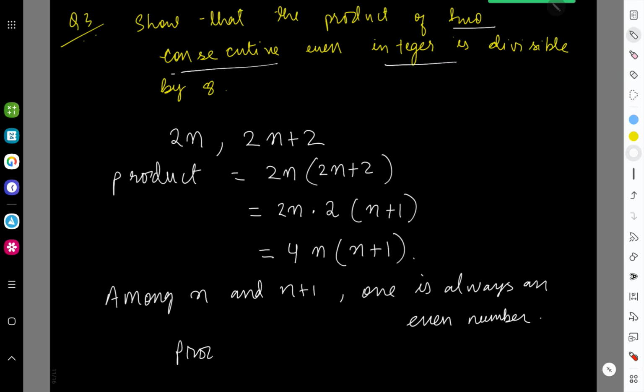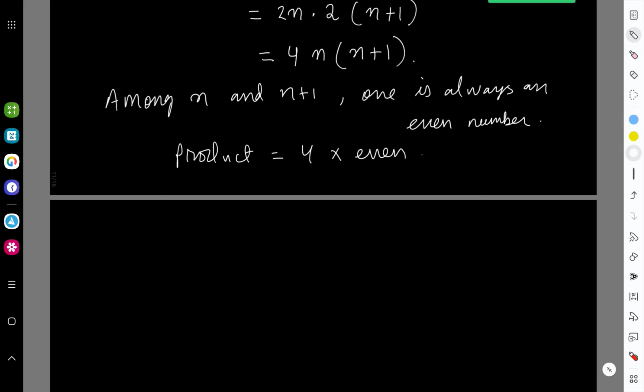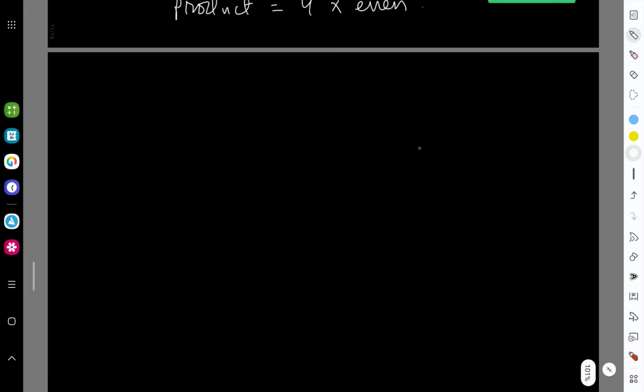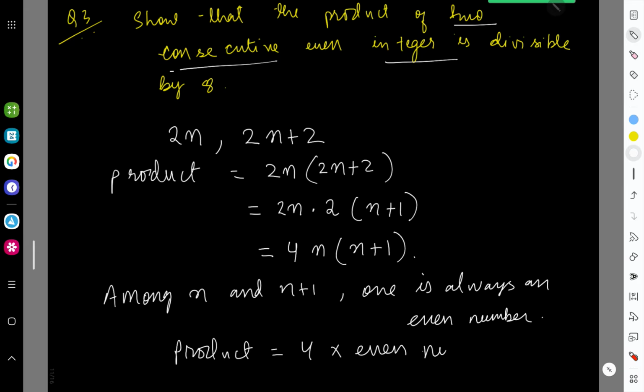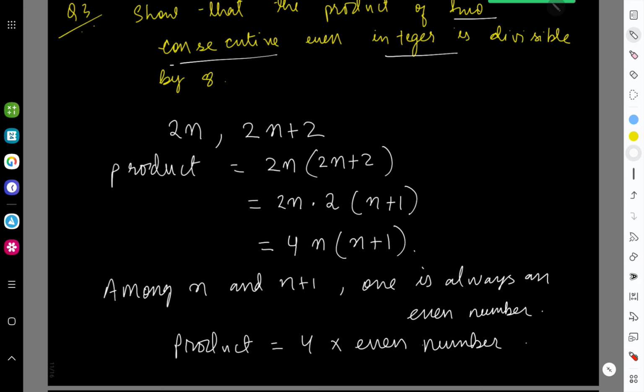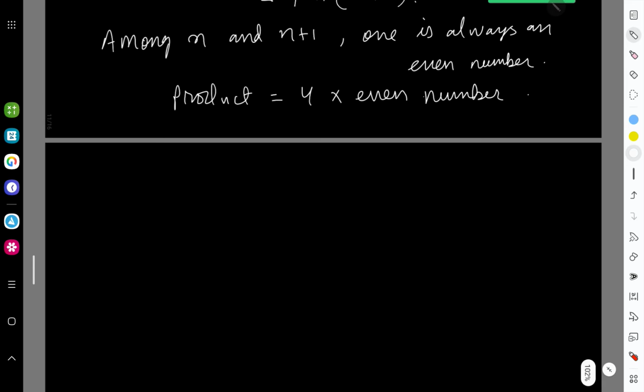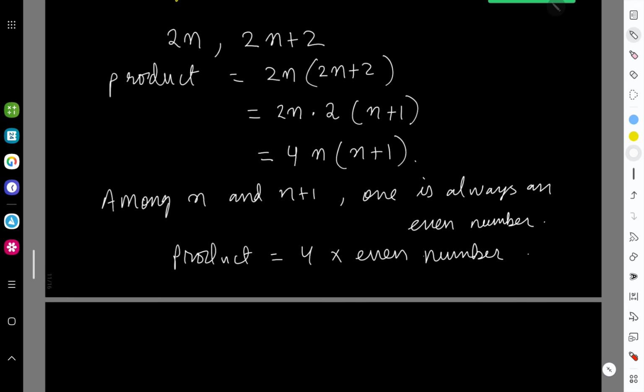So the product is equal to 4 into an even number. And then, what are even numbers? If you consider 0, then this product statement would be 4 into 0, which is 0, and this is divisible by 8.